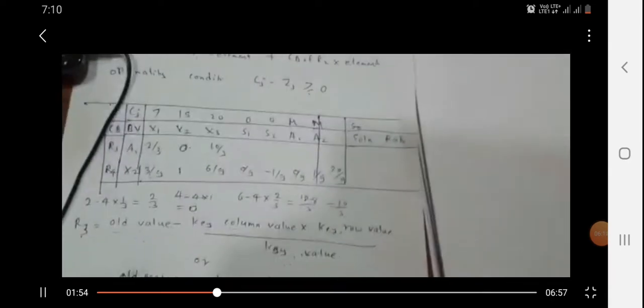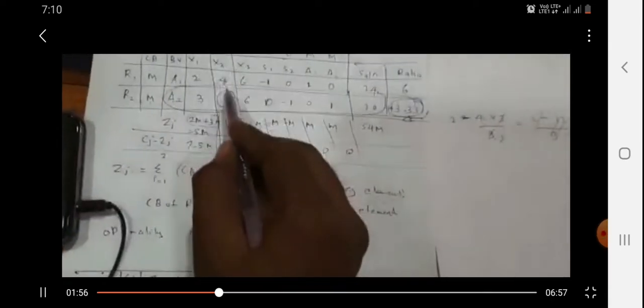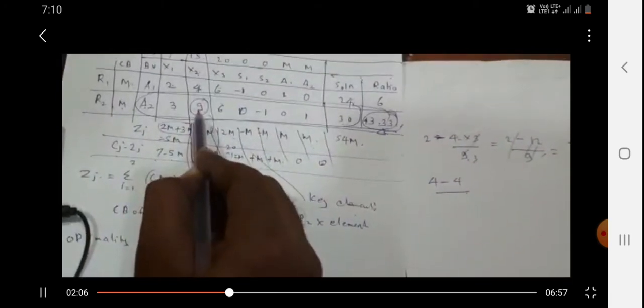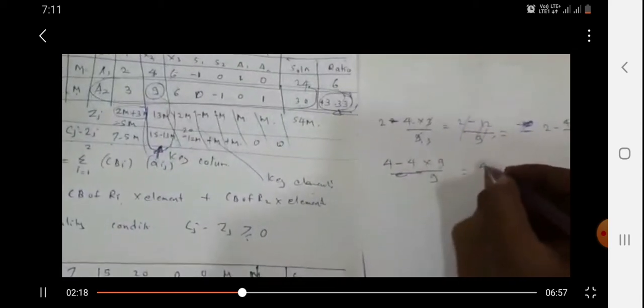In this way you can solve this problem and write the element, that is 2 by 3. Similarly, for the x2 column you will get 0. For the x2 column the old value is 4, the key column value is 4, so 4 minus 4 into 9 divided by 9. You will get 4 minus 4 is 0. So you write down 0.